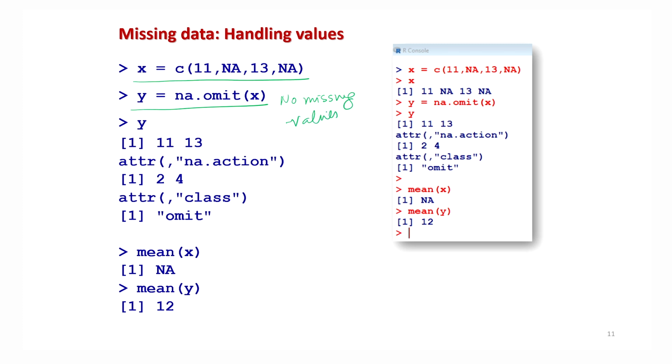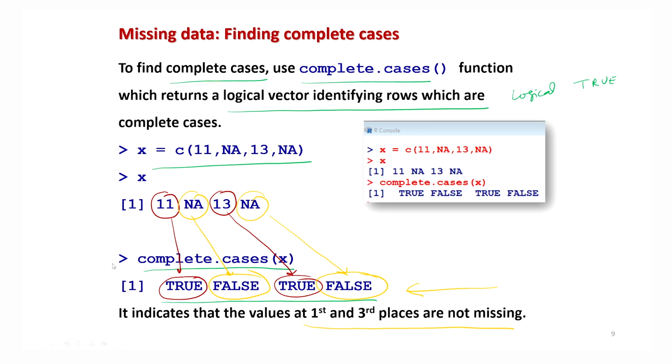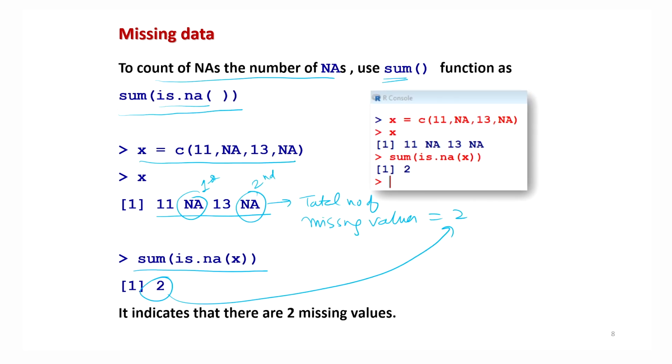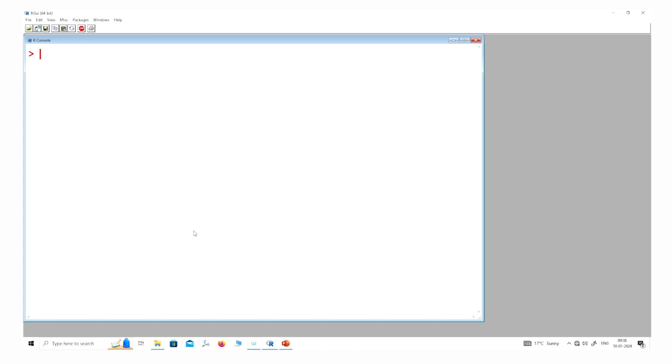Right. Now if you try to find out the mean of X and the mean of Y, then you can see here that the mean of X comes out to be NA, and the mean of Y, with values 11 and 13, comes out to be 12. Let me show you all these things in the R software also, so that you can understand it very easily.